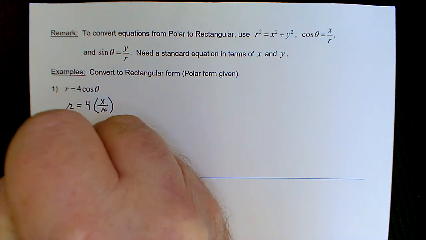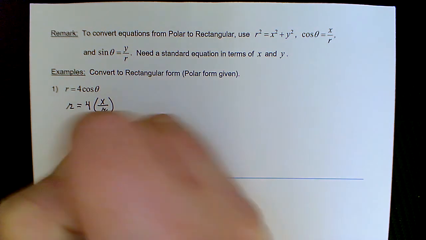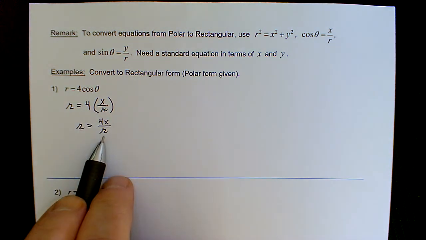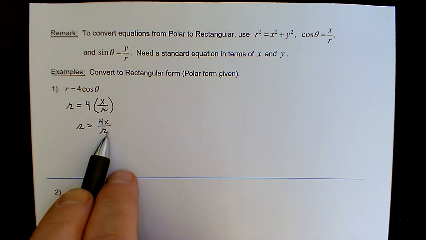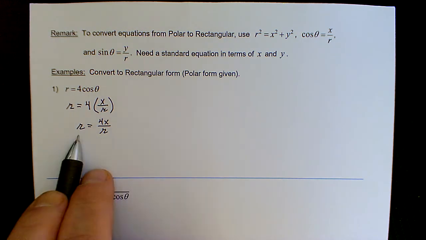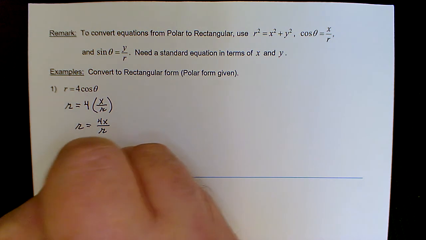Okay, so let me rewrite this. r equals 4x over r. And then from here, you could think of either cross multiplying, put this over 1, or multiplying both sides by r. But however you think of it, we then get r squared equals 4x.